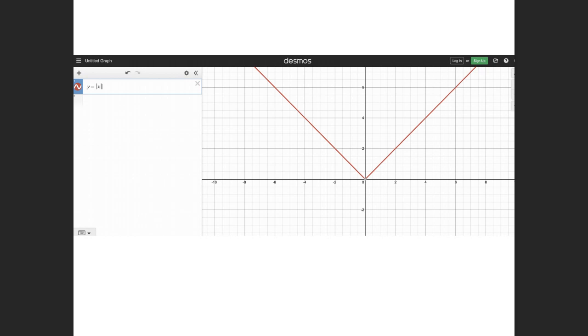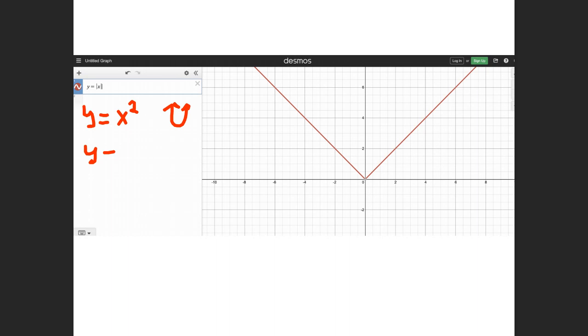Okay, so the other parent functions that you should be getting used to this year. My marker is not working here. Oh, there we go. We'll end up with y is equal to, let's do red, y is equal to x squared. That is a parent function of a parabola. So that's going to look like this, and we're going to talk about that today.